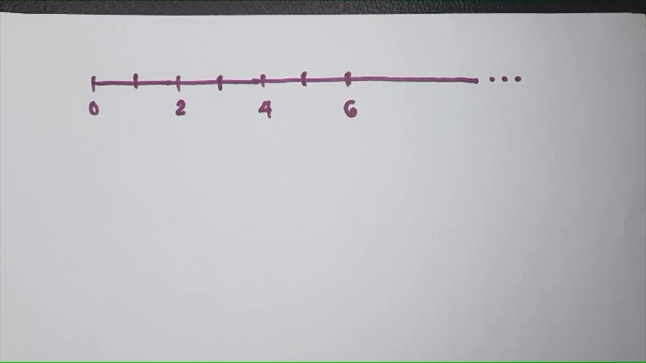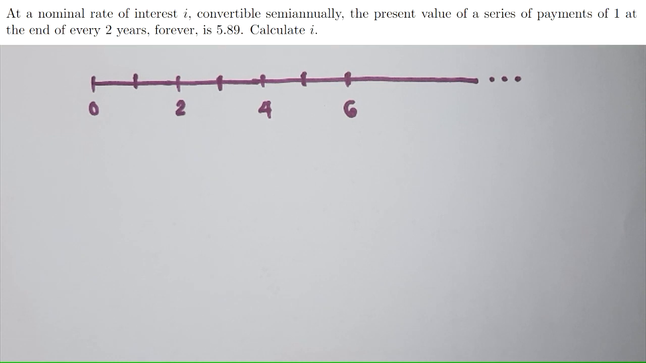Alright? I noticed that we have no examples on perpetuities, so let me give you 2 examples in this video. First example: at a nominal rate of interest i, convertible semi-annually, the present value of a series of payments of 1 unit at the end of every 2 years is 5.89. Calculate i.